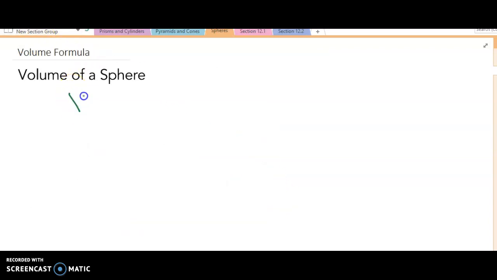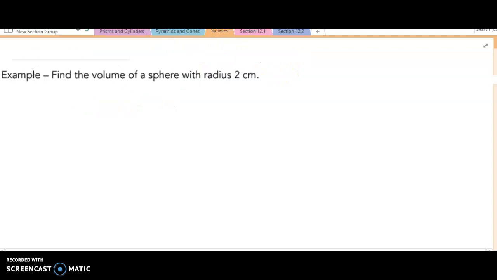All right, guys, so we have a formula to find the volume of a sphere, and that's just 4/3 pi r cubed. And of course, as you probably could have guessed, r is the radius. All right, so let's do an example here. It says find the volume of a sphere. So anytime we see volume of a sphere, we should be thinking 4/3 pi r cubed. And then it tells us our radius is 2. So I'm just going to plug 2 in for r. So 4/3 pi times 2 cubed.